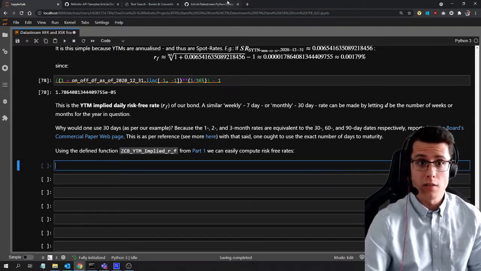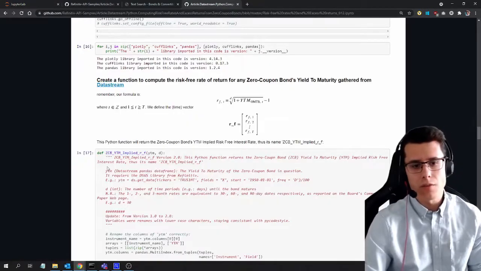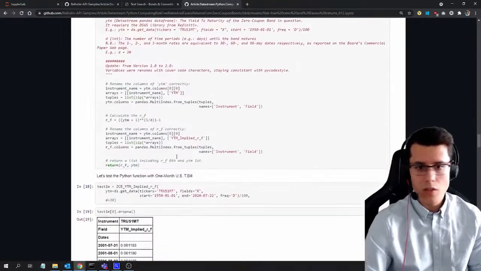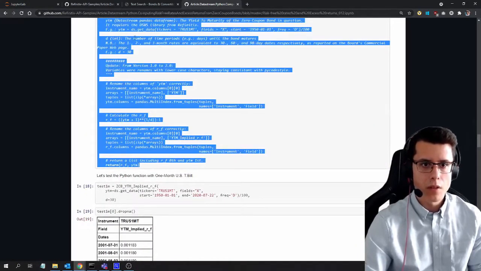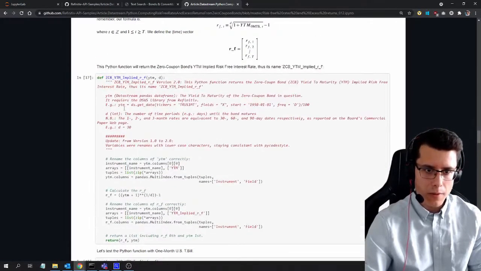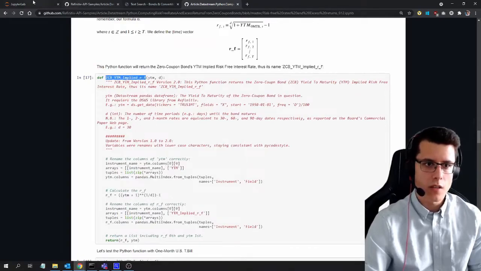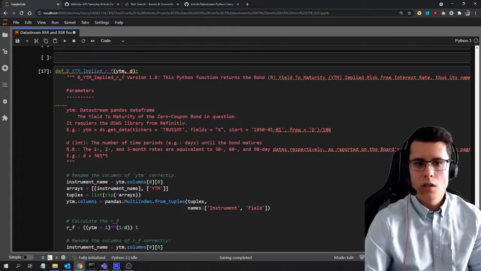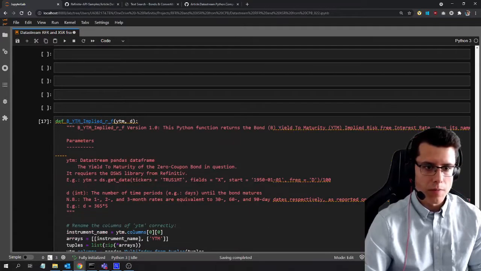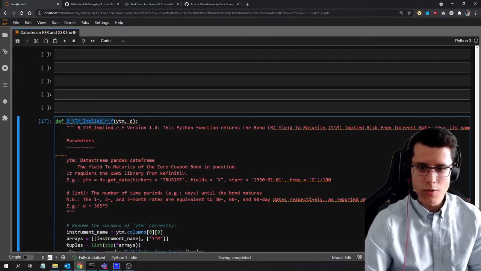let's use that function, shall we? I'm going to have to define it because it's in the code. Oh well, let's define it anyway. Boom. It's probably the same as the one we had before. Let's just check that that's the case. Scroll, scroll, scroll. Yeah, no, it's not the same. I think I've tried to change it. Yield to implied risk-free rates.